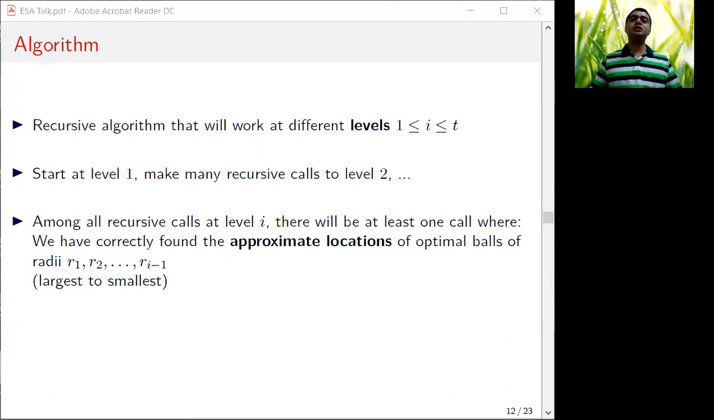So there'll be many such recursive calls at level i, and we'll have the following inductive property. Amongst all the recursive calls, there'll be at least one call where the algorithm has successfully approximated the optimal behavior from level 1 through i minus 1. And given this, our task is to do the same thing for radius Ri balls at this level i.